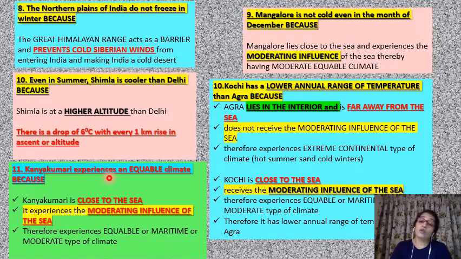Kanyakumari experiences an equable climate. Equable means immediately the moderating influence of the sea. Kanyakumari is close to the sea. It experiences the moderating influence of the sea.